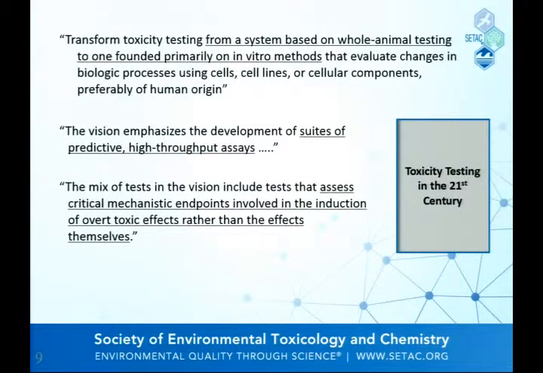This is really the vision that was laid out by the National Research Council back in 2007 when they published their report on toxicity testing in the 21st century, and really advocated that we transform toxicity testing from a system based on whole animal testing to one founded primarily on in vitro methods that are administered as suites of predictive high-throughput assays that assess critical mechanistic endpoints that are involved in the induction of overt toxic effects rather than measuring the effects themselves. So that was the vision laid out.